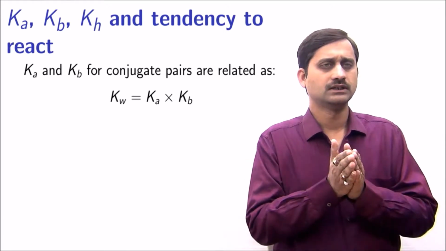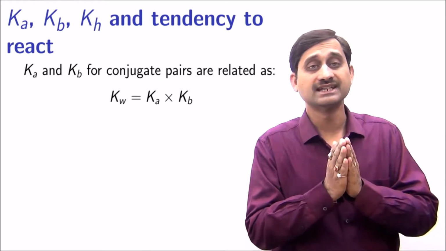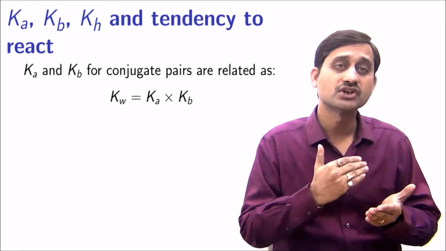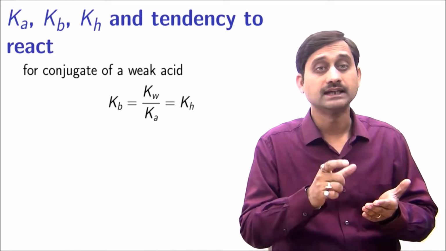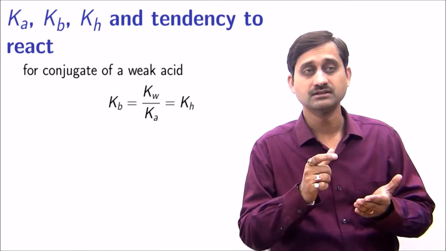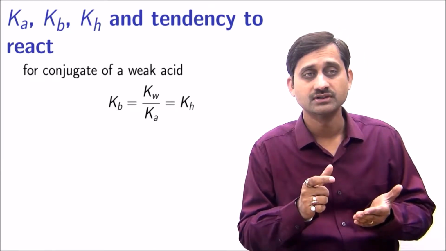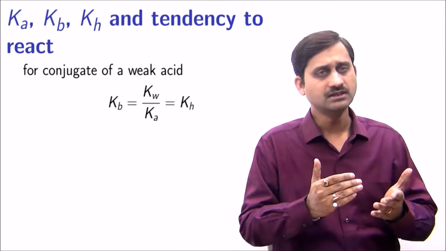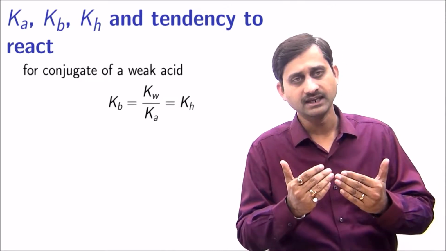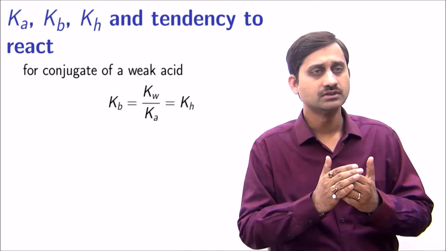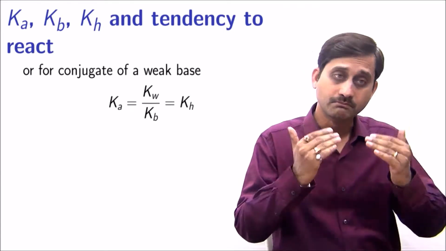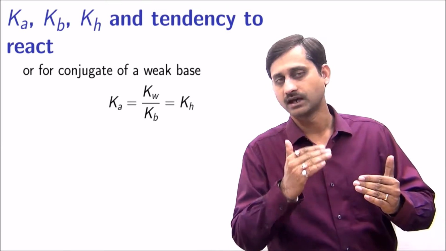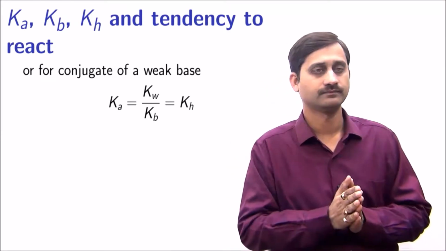If you look closely, for an acid having the dissociation constant Ka, the dissociation constant Kb of its conjugate is actually the Kh, that is the hydrolysis constant. For a conjugate of a weak acid, Kb is equal to Kw by Ka, that's equal to Kh, or for a conjugate of a weak base, Ka is equal to Kw by Kb, again equal to Kh.